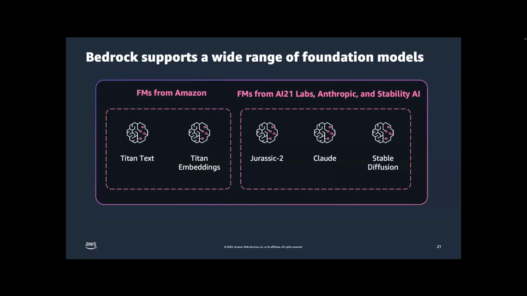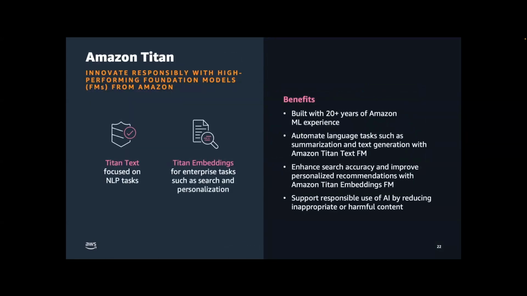And on the other side, we have Jurassic-2, Anthropic Claude, and Stable Diffusion. So these are the models that you can pick up from Bedrock, to start by simply calling an API. You have access to all of this. We have Titan Text, as I mentioned, which is focused on natural language processing tasks. And also we have Titan Embeddings, which is key when you're implementing some sort of functionality. For example, RAG uses embeddings a lot.